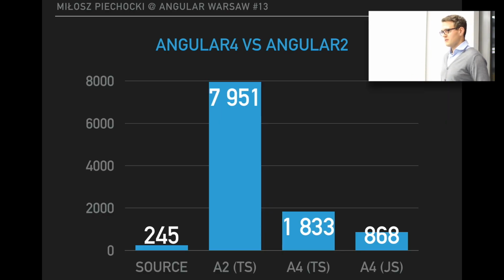So these are numbers of lines. We have the source template, 245 lines, and after compiling it ahead of time to TypeScript, the resulting file was almost 8,000 lines, which is too much, the increase is huge. But fortunately, after the optimizations applied by the Angular team in Angular 4, the size of the templates was reduced to 1800. And after we compile this TypeScript code to JavaScript, it's only 800, which is still 4 times more than the source, but it's not as bad.